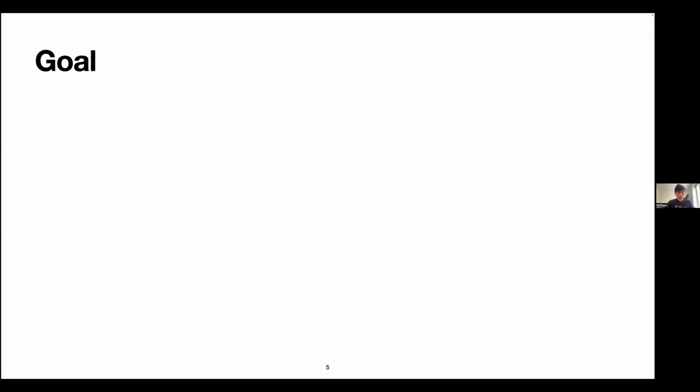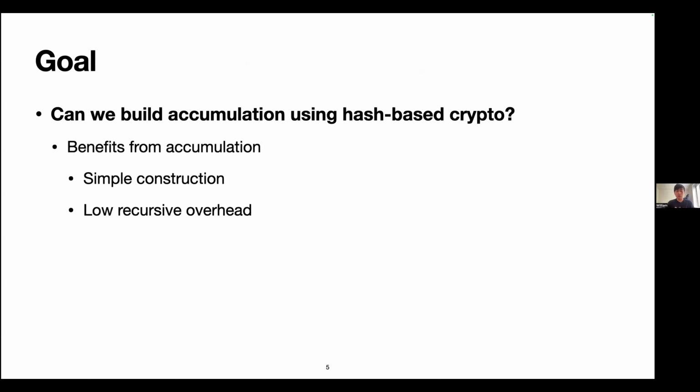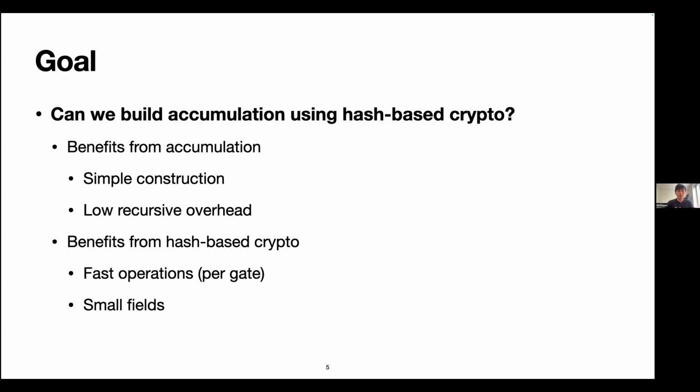So the big overarching research question that we tackle in this paper is: can we get the best of both worlds? In particular, can we build accumulation using hash-based techniques? The point is, we want to get the benefits from accumulation, like a simple construction and low recursive overhead, as well as the benefits from hash-based crypto, so very good performance and free choice over arithmetization. And obviously post-quantum security as well.